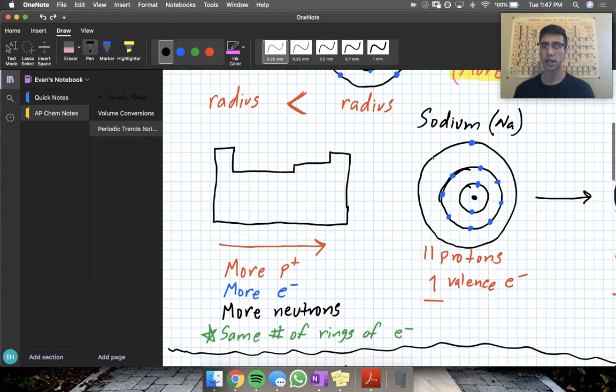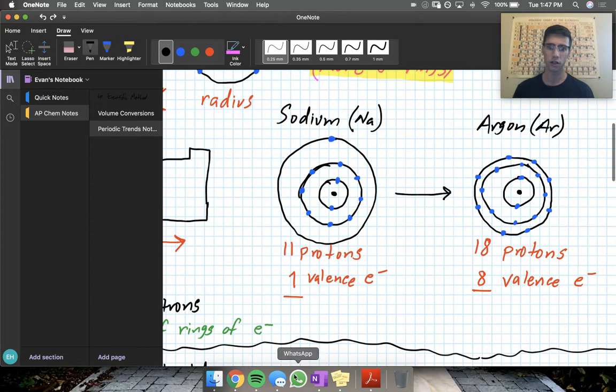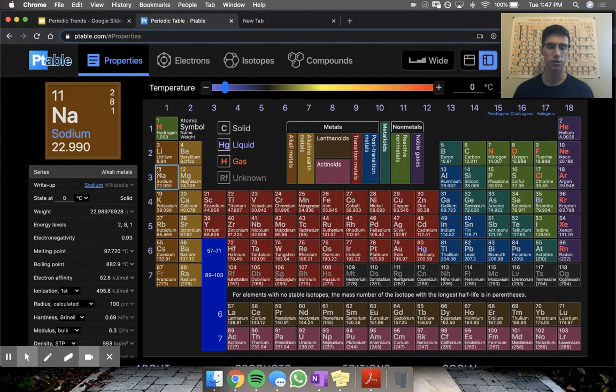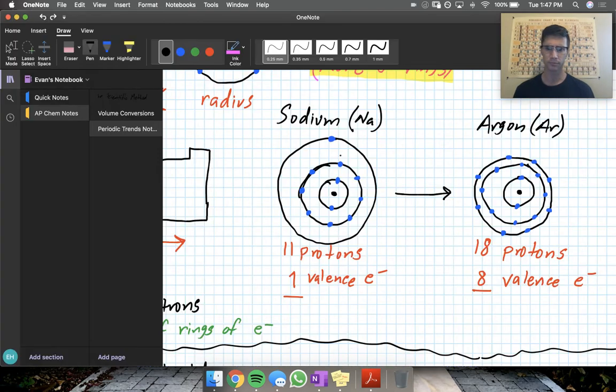So if we look at an example from sodium to argon, let's go back to the periodic table. Here's sodium, period 3. Argon is still period 3, but they're on the far ends of each other. Sodium has 3 rings of electrons, but it only has one valence electron in its outer shell. So its valence shell has one electron in it, and there are 11 protons in the center because its atomic number is 11.